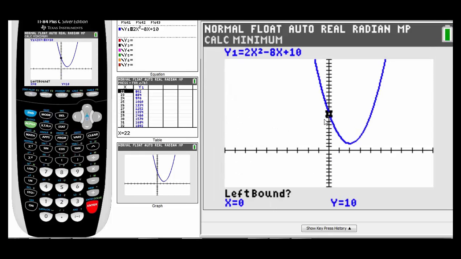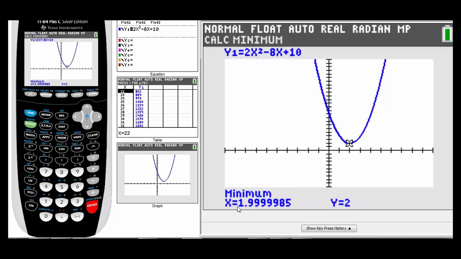And then it says, what is the left bound? Well, this flashing star says, I want you to find the minimum between this point, and then it asks for the right-hand side, and you can either move your arrow or put in a value, either one. And anywhere to the right is fine. And then to do your guess, you just kind of go over about where you think it is. It doesn't have to be exact. You say, okay, find my vertex.